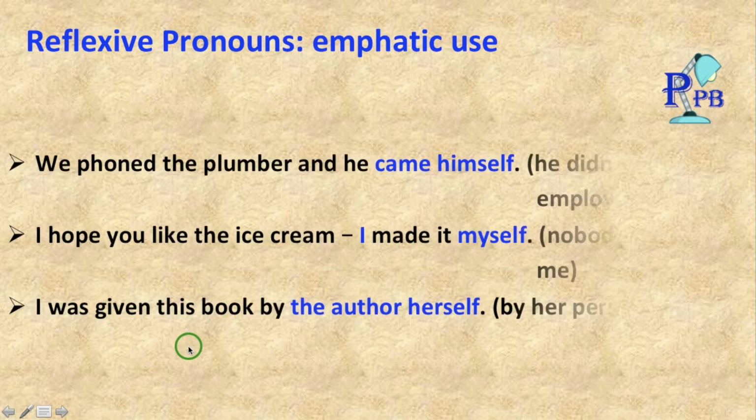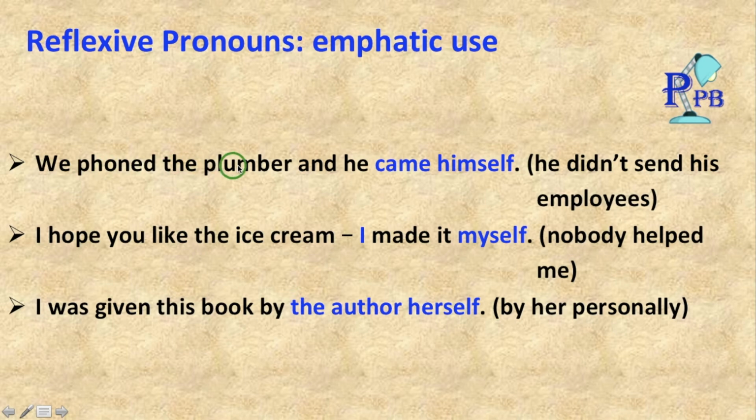Let's see the examples. We phoned the plumber and he came himself. Here we find we phoned, he came himself, to emphasize the subject. He didn't send his employee. That means it is possible that the plumber could send his employee or someone else. But here, to emphasize the subject, we have to use the reflexive pronoun himself, and it is called emphatic use.